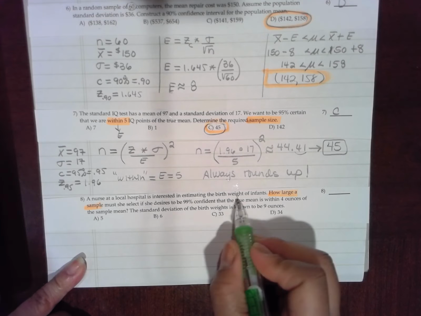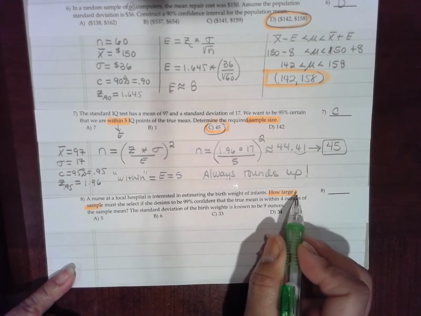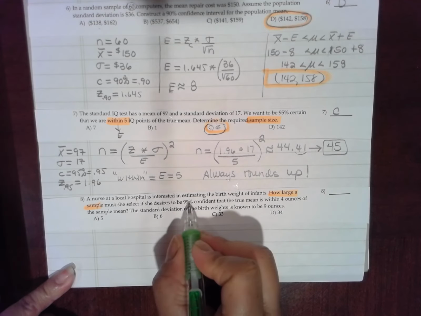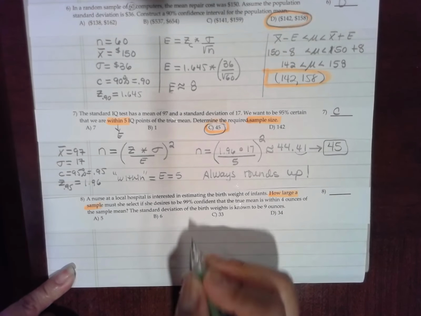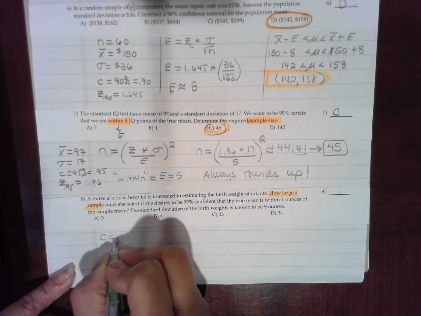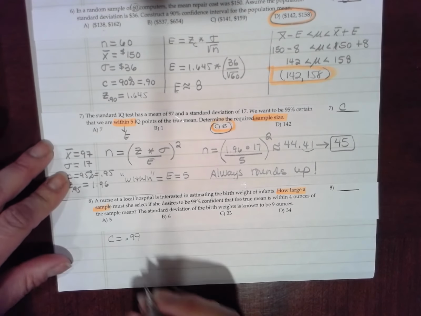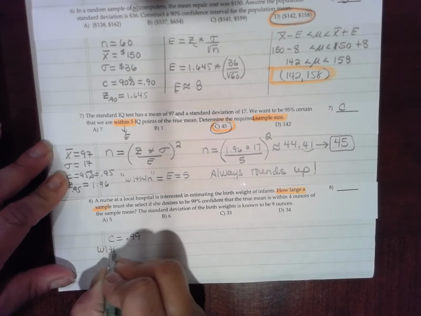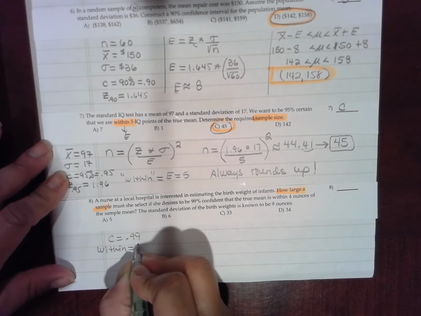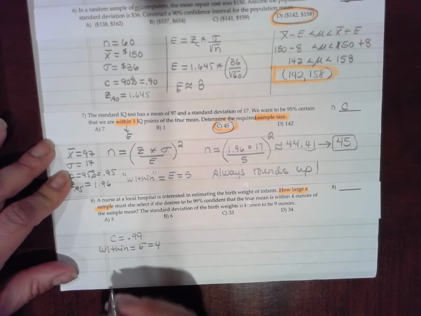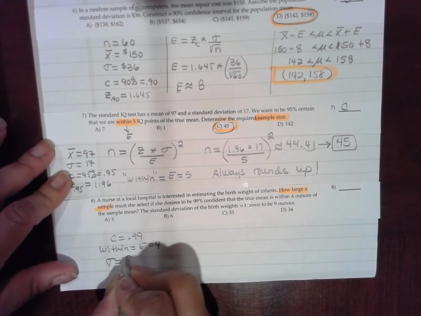So in the last question over section 6.1, we have a nurse at a local hospital that is interested in estimating the birth weight of infants. So how large a sample must she select if she desires to be 99%, so her confidence is 0.99, that the true mean is within, so within means that my E is 4, and the standard deviation is 9 ounces.